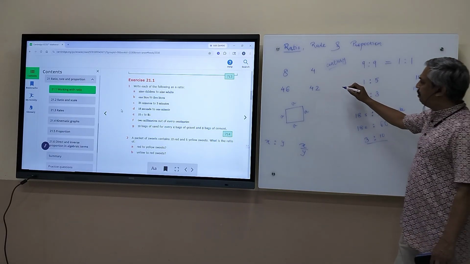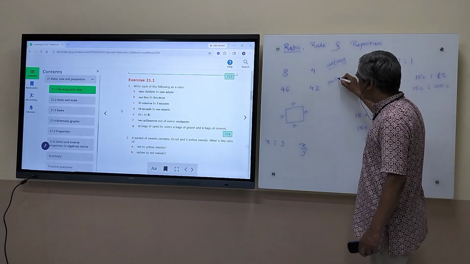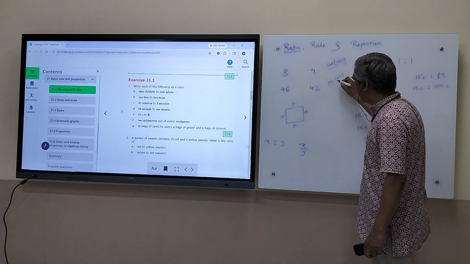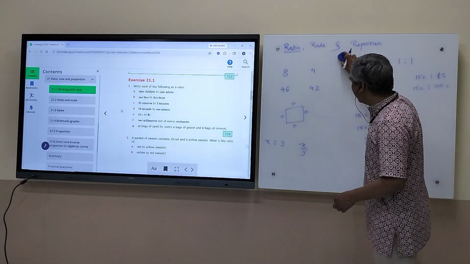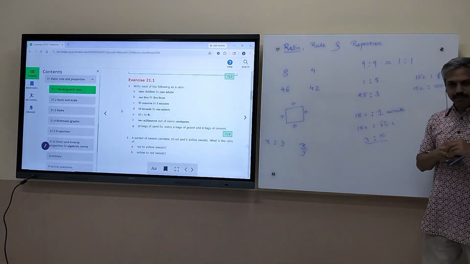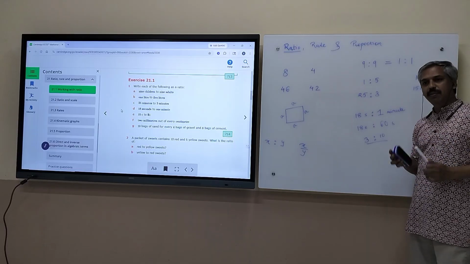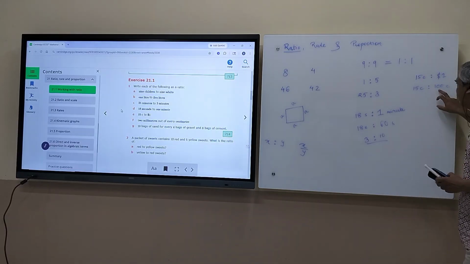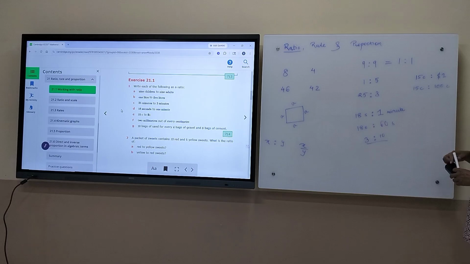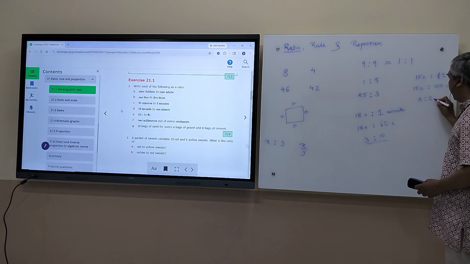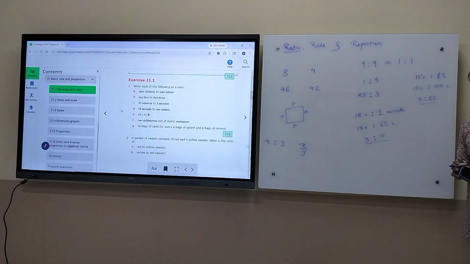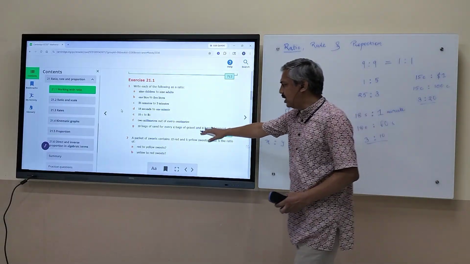We use the word percent, PERCENT, that is per 100. That is what we are doing here, though we are not converting it to percentage, but because the meaning of the word cent itself is 100. So 15 is to 100, and now we divide by 5, so we get 3 is to 20. And that's the answer. That is how we can solve all these problems.